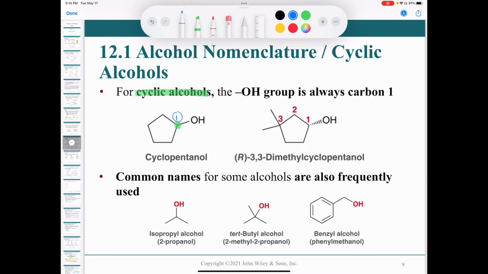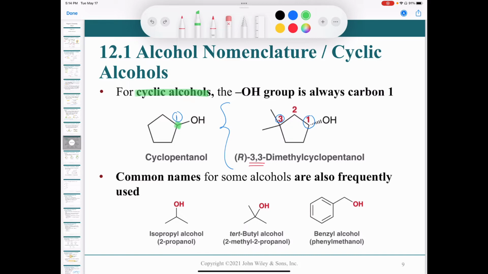So you can see that in this example here, we start numbering counterclockwise. The reason why is because we end up with the hydroxyl, of course, on the first carbon and the dimethyl on the third carbon. If you had started numbering like this and going 1, 2, 3, 4 in a clockwise fashion, then the dimethyls would be at 4 and 4 instead of 3 and 3, and that would be incorrect. And so again, we want to number the ring so that we give whatever substituents there are the lowest possible numbers. And of course, don't forget your stereochemistry.